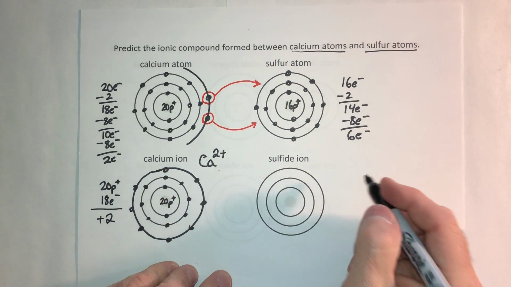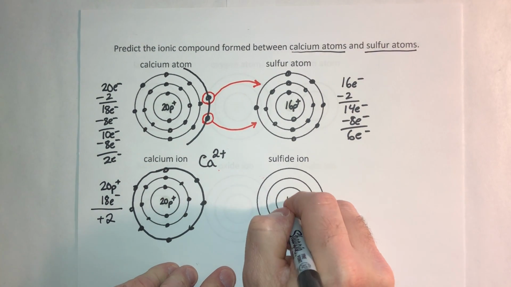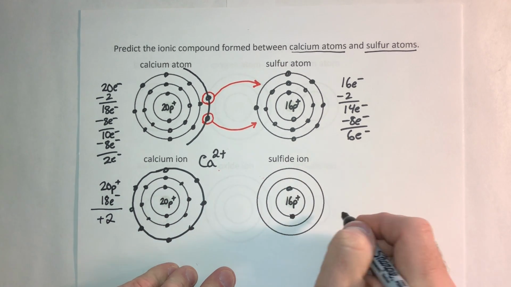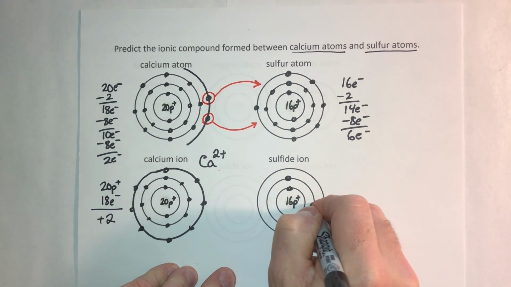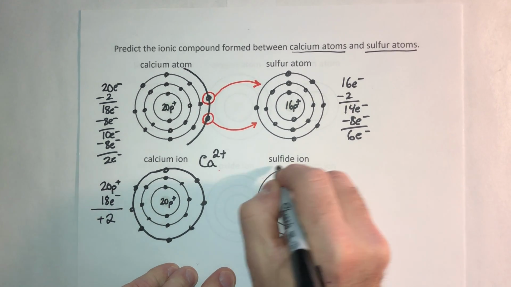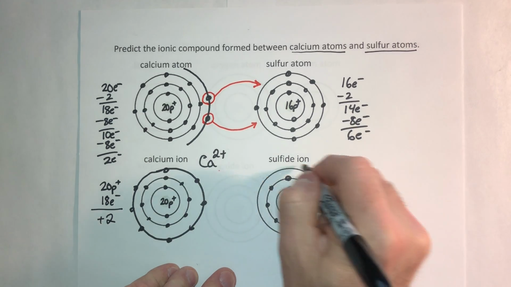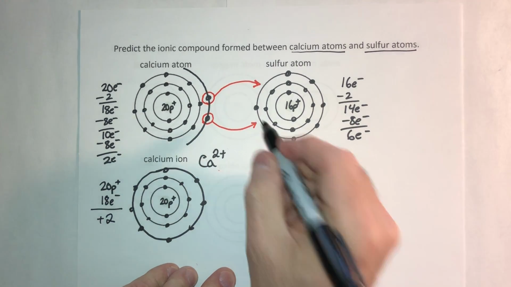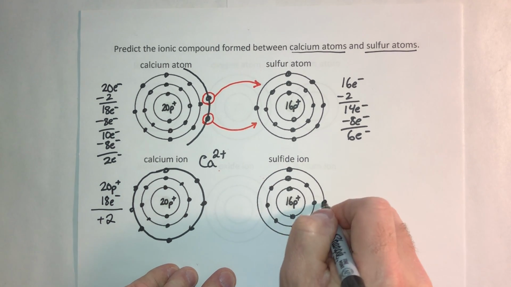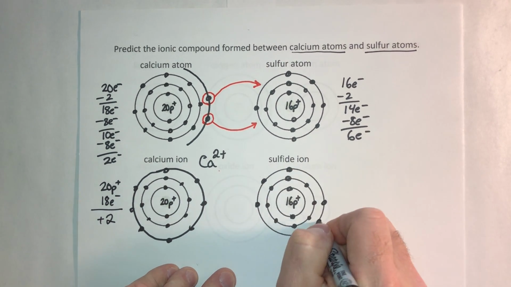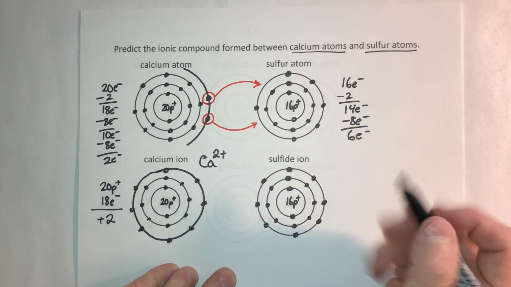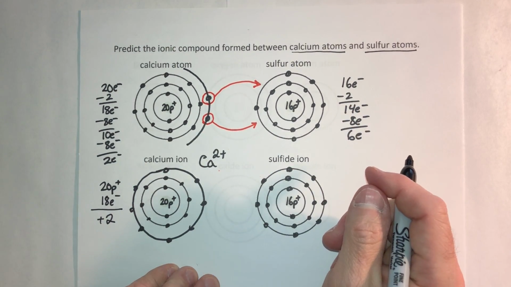If we redraw the sulfur as the sulfide, that's 16 positive protons. You still have 2 in the first ring. You still have 8 in the second ring, or orbital. And your last orbital, you used to have 6 valence electrons, 6 outermost electrons, but you're going to add 2. So 6 plus 2 will give me 8 valence electrons. 8 electrons in this outermost ring. Every single one of the rings now are filled, energetically stable.